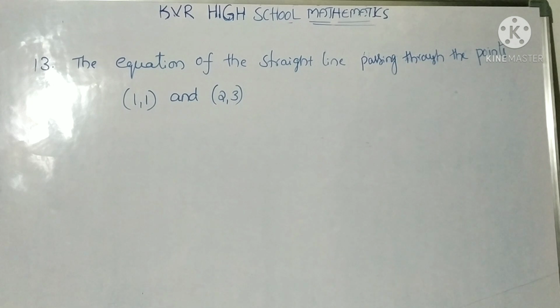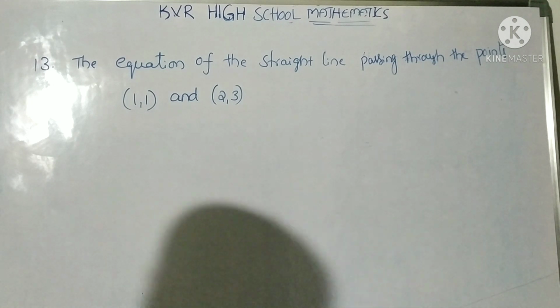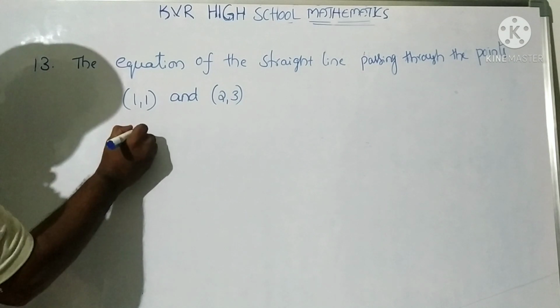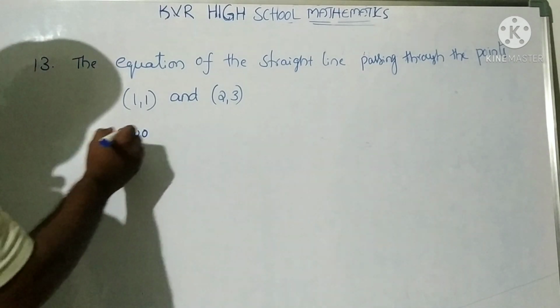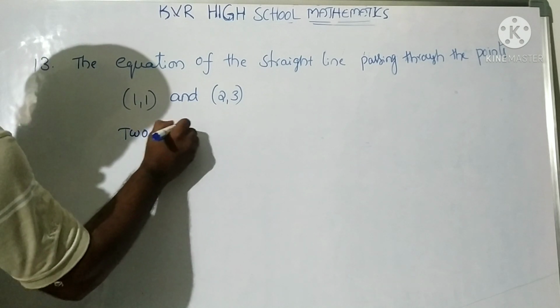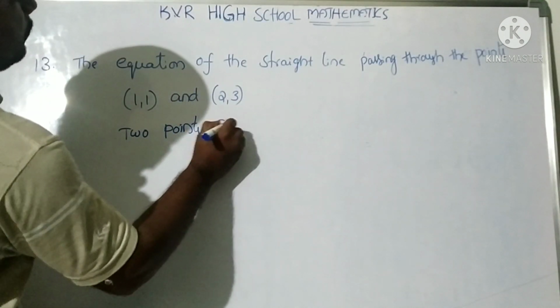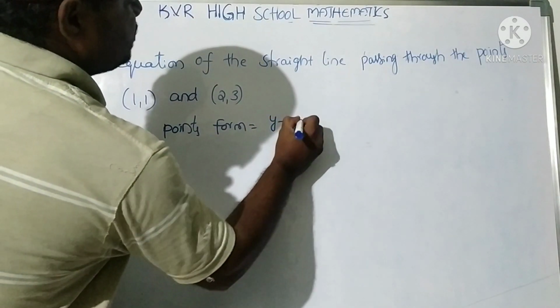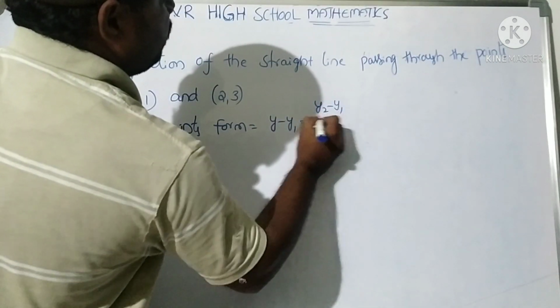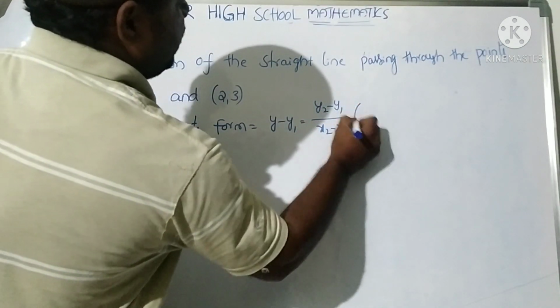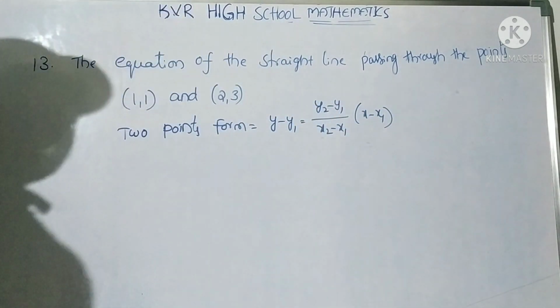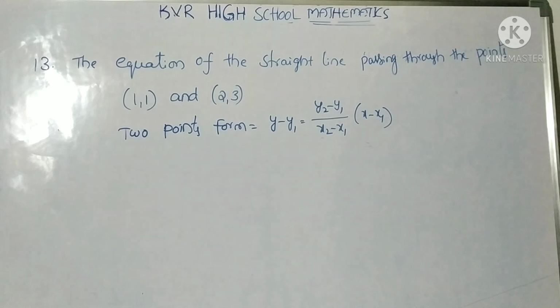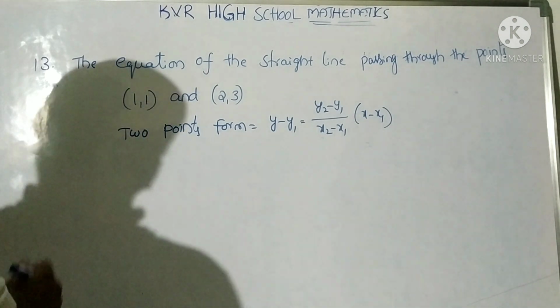What is the formula? The two-points form, you know very well. The equation of the line passing through the two points (x1, y1) and (x2, y2) is y minus y1 equals y2 minus y1 by x2 minus x1, into x minus x1. That is the formula to find the equation of the line passing through two points. So substitute the values.